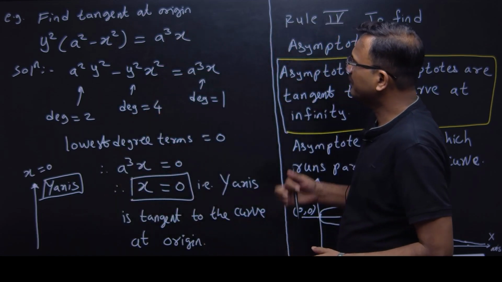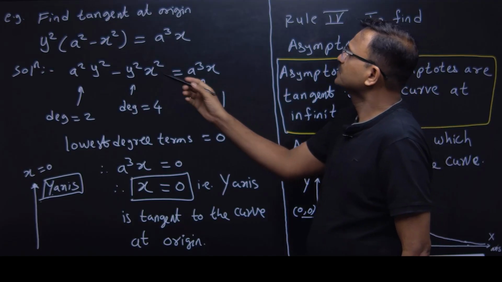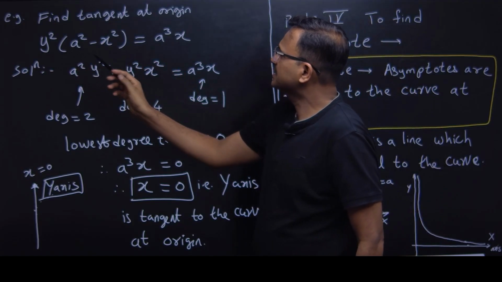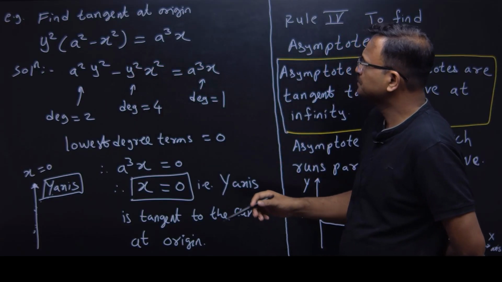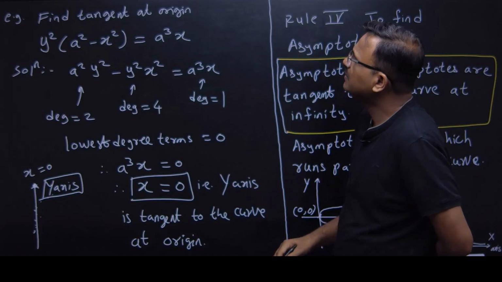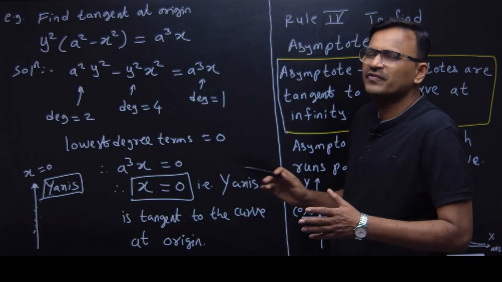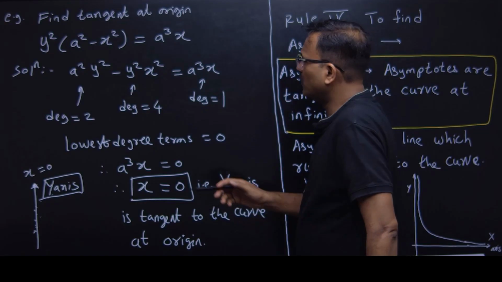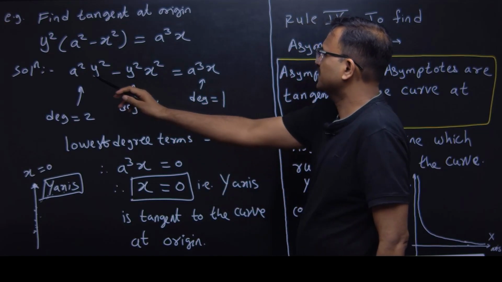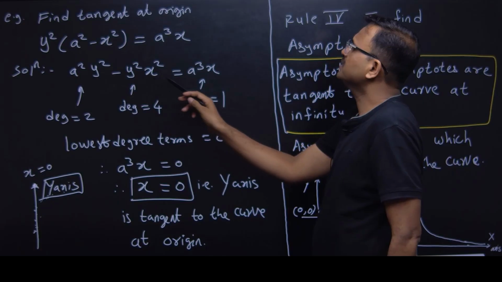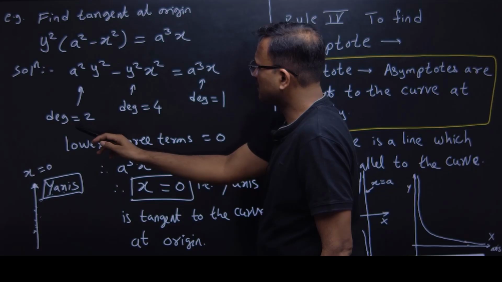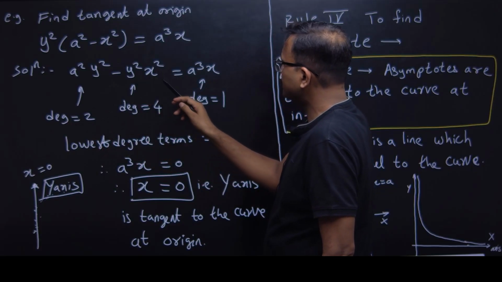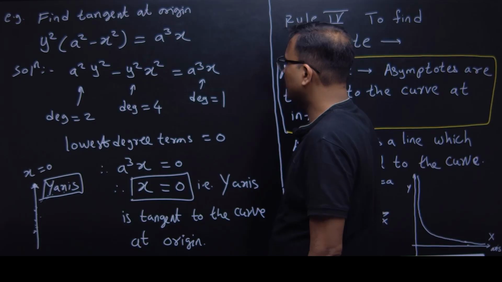One more example where we can find the tangent at origin. Consider this equation: y square into bracket a square minus x square is a cube x. Our aim is just to find the tangent at origin. If you open the brackets, this equation becomes a square into y square minus y square into x square is a cube x. The degree of a square into y square is 2. The degree of y square into x square is 2 plus 2, which is 4.